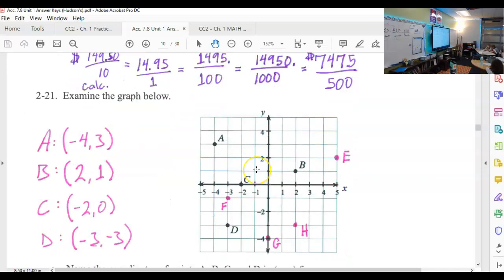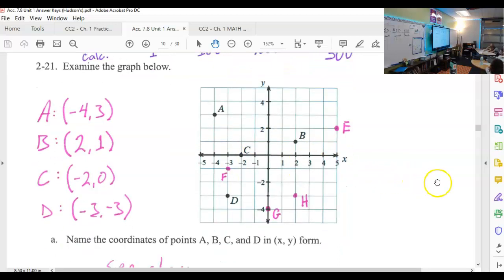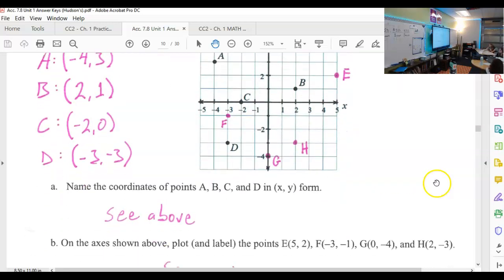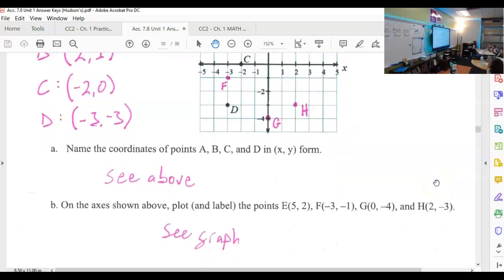Graphing points, always X, then Y. X is always your horizontal, Y is always your vertical. Z always comes out of the wall, out of the paper. It's coming towards you and away from you.